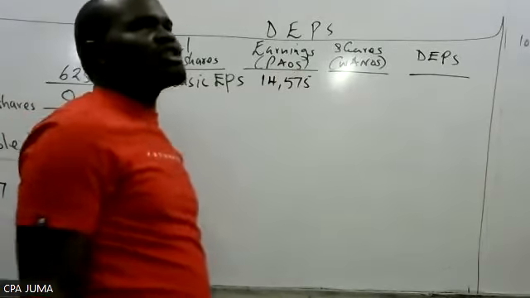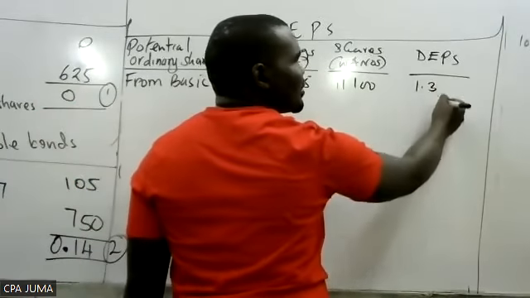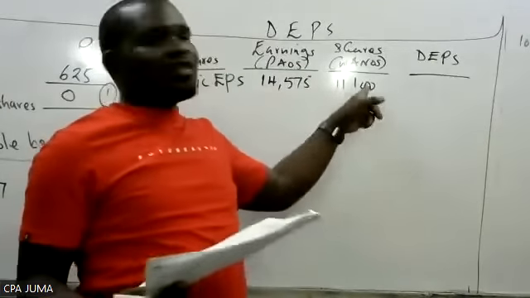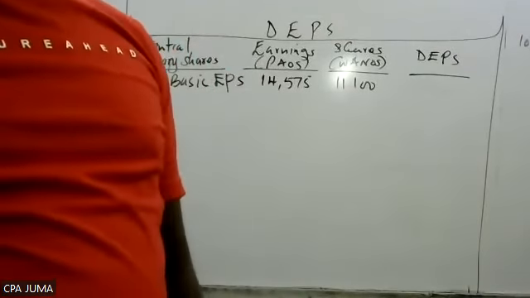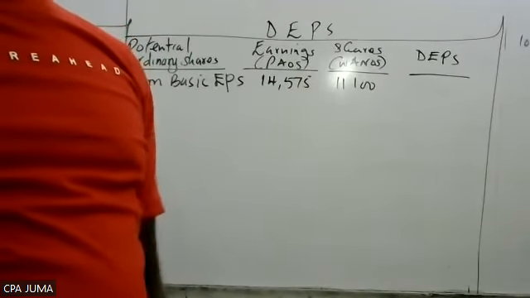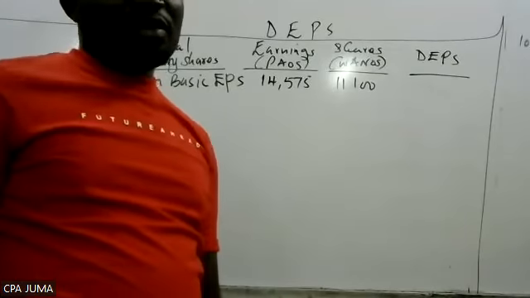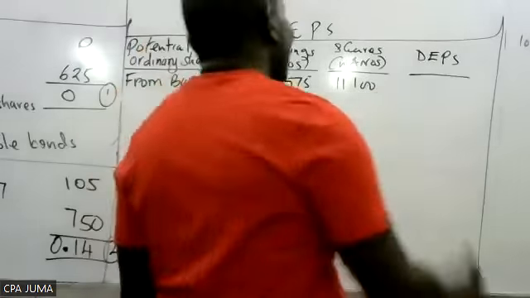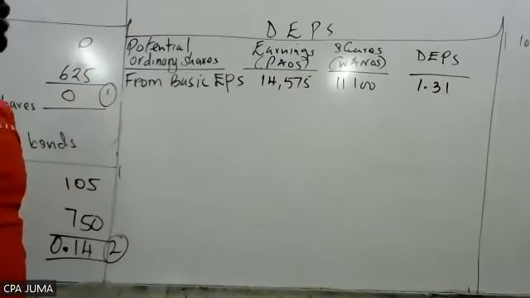14,575. I remember shares was 11,100. No, this one, what was the EPS? This divided by this gave us 1.3101. What was our basic EPS? The one we computed? That divided by that? 1.13. Was it really like that? See 1.31. Say it. 1.31. Yes. It was 1.31.